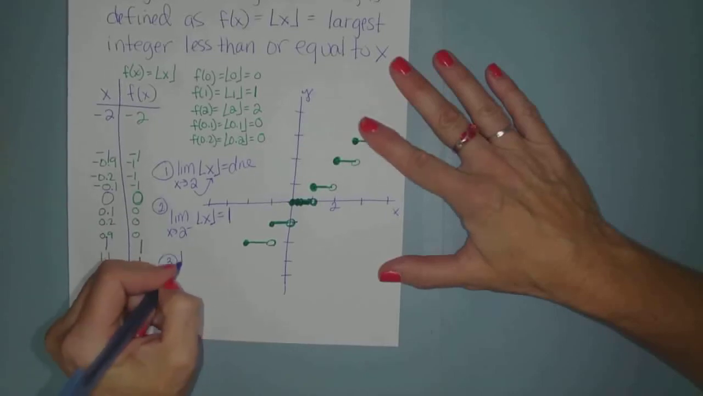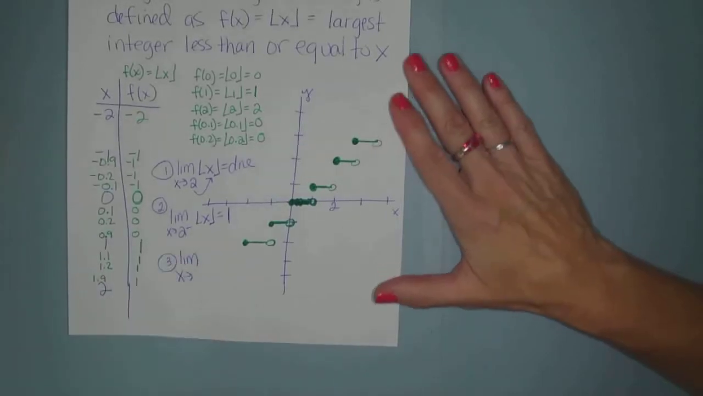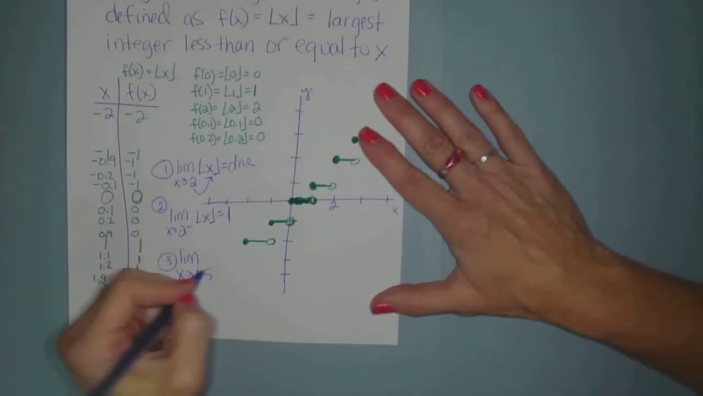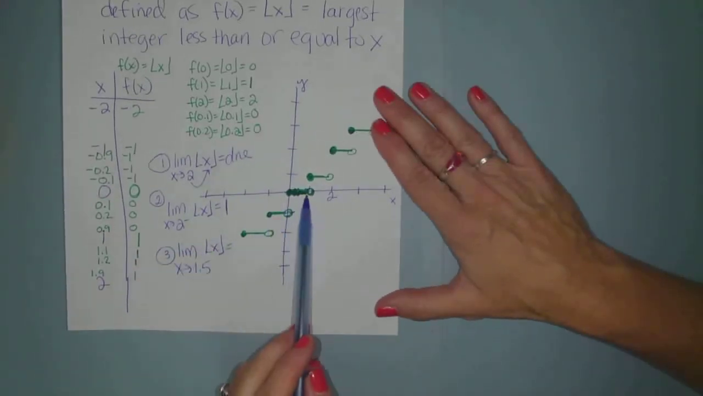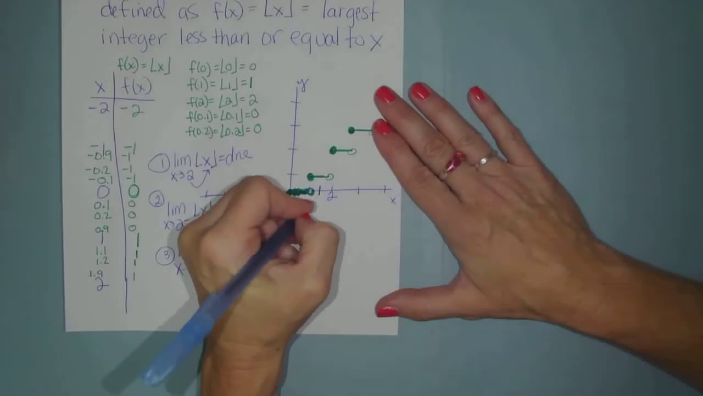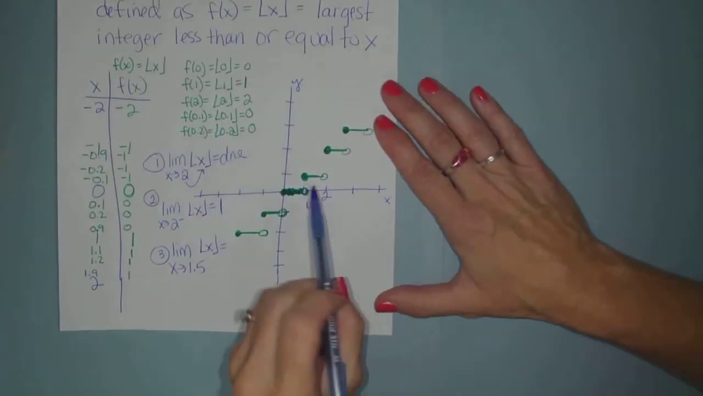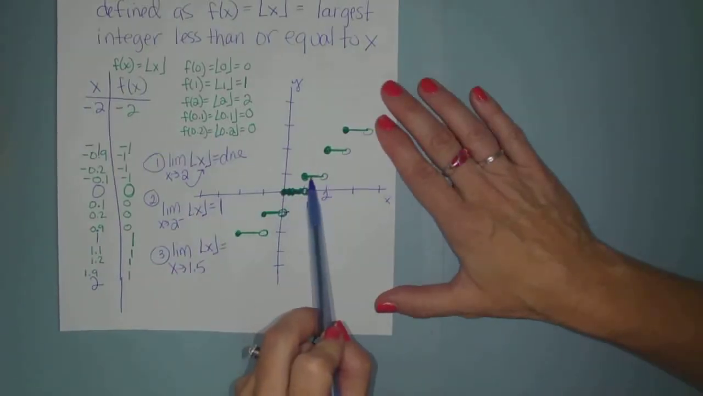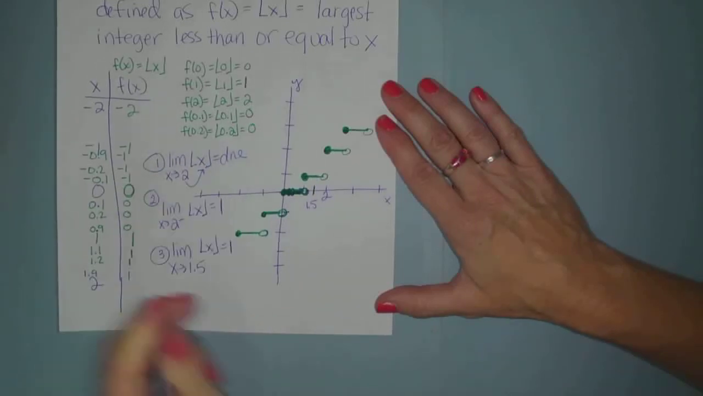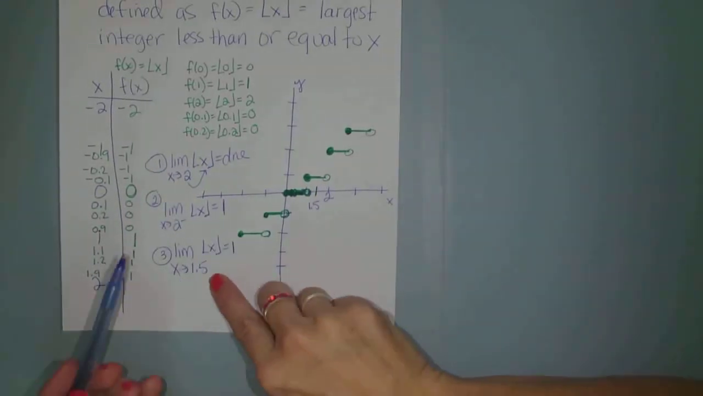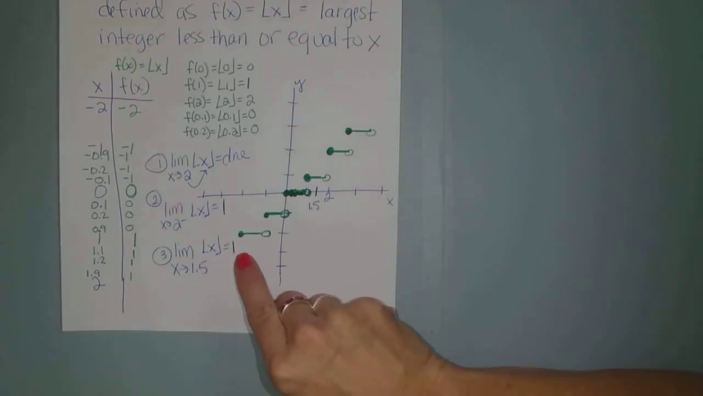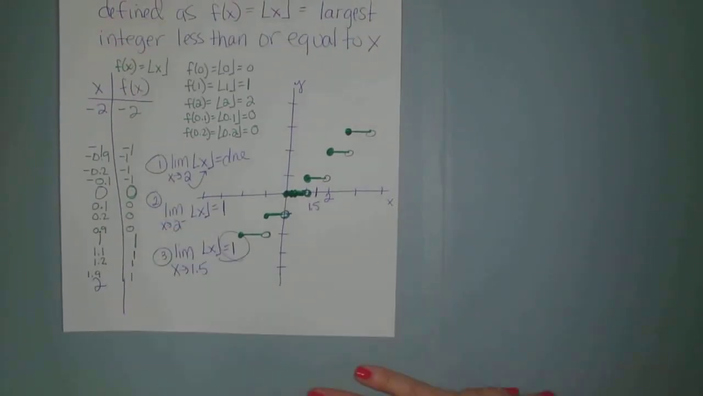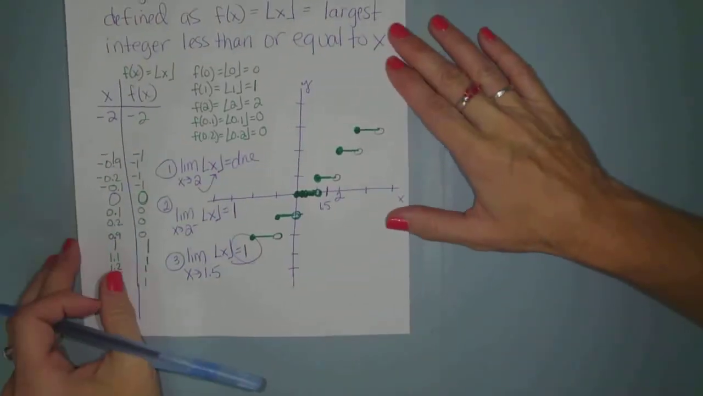Say number 3, you do something like the limit as x approaches, I don't know, 1.5 of the greatest integer function of x. Well, let's go to 1.5, so that's right here. If you look both from the right and the left, we're at 1. And you can check that. If you put 1.4 in, it's going to kick you down to 1. If you put 1.6 in, it's going to kick you down to 1. So you're safe to say that that's 1. So you can just have some fun with limits.